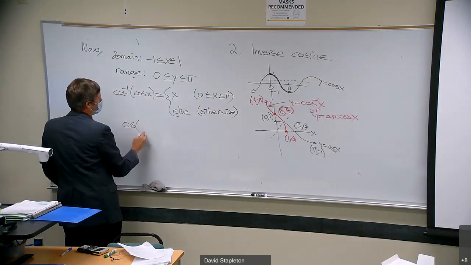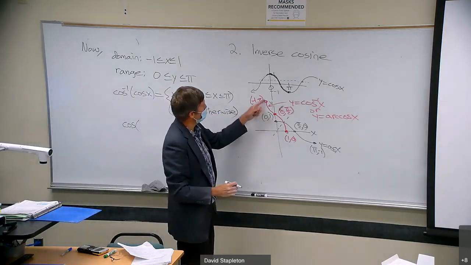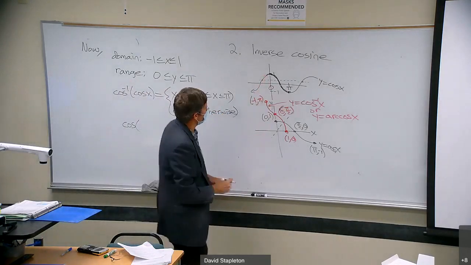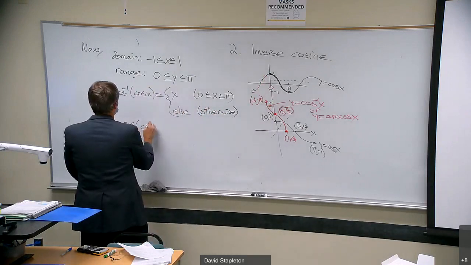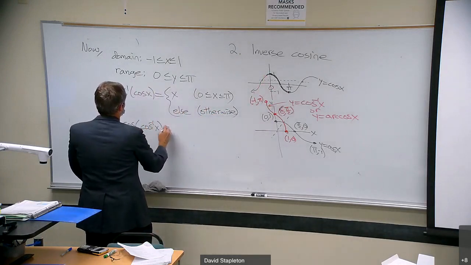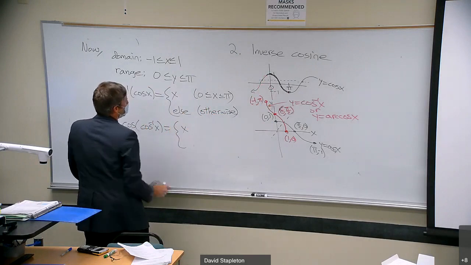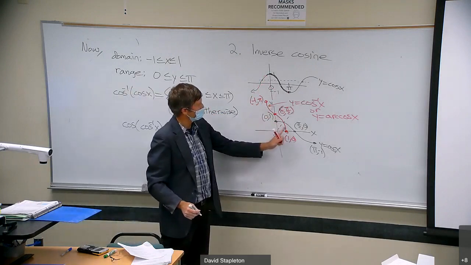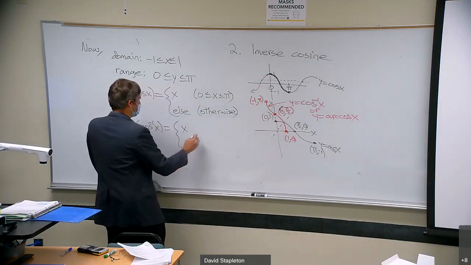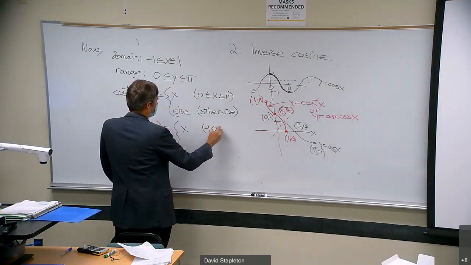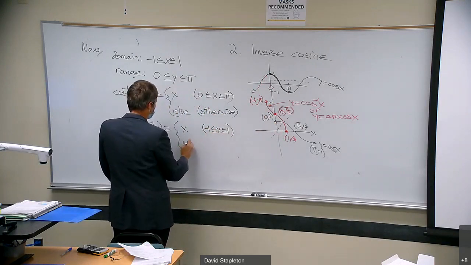In the other direction, since the inverse cosine is a piece of the cosine function's inverse, the cosine will always invert the inverse cosine. It'll always give you x back. But it's only defined for x between -1 and 1, and otherwise it's undefined.